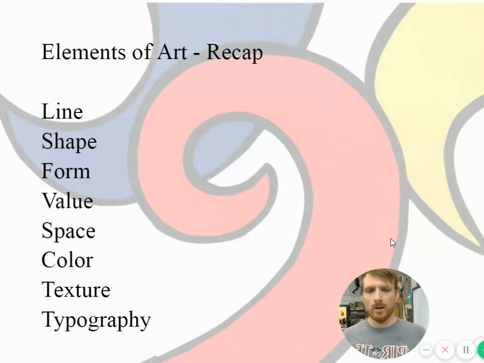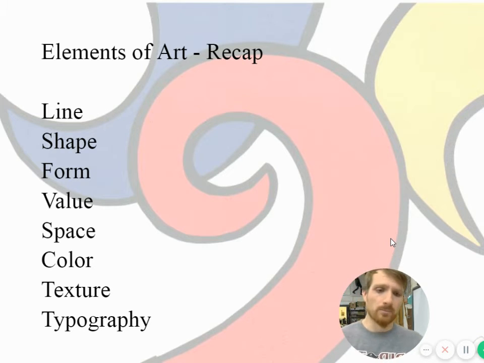The elements of art were really the focus of what we talked about in Art 1, and those elements are line, shape, form, value, space, color, texture, and Mr. G and I have added typography to that. If you are taking this class after, typography is really the visual representation of language. That includes both font and whatever specific language it is written in. So those are the elements of art.